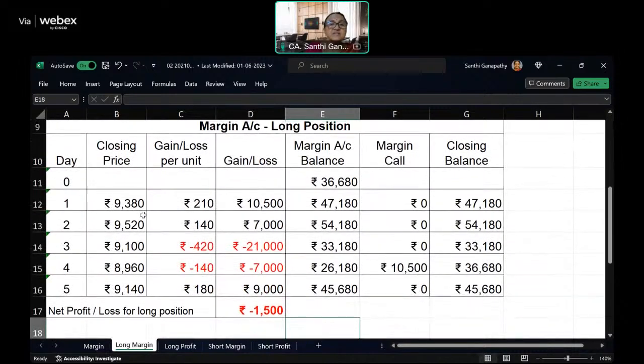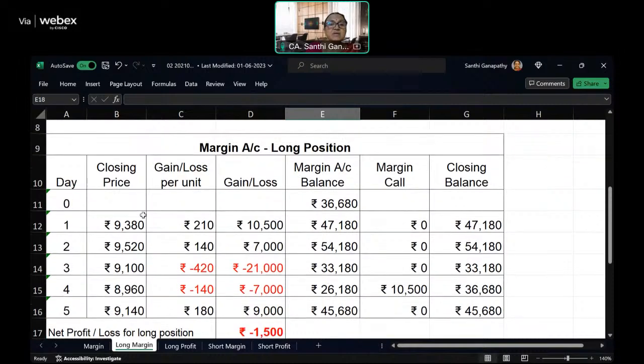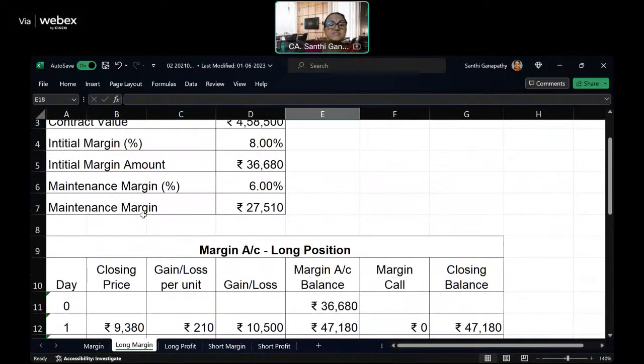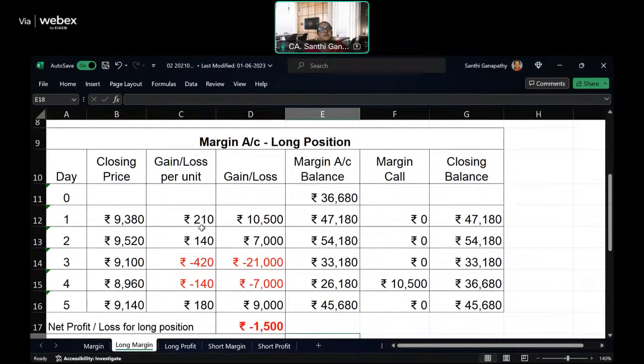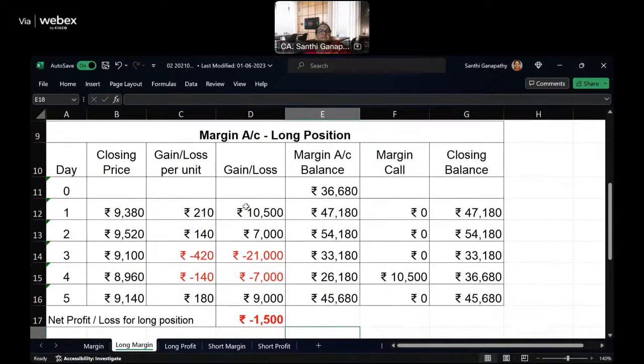What is the price next day? You entered at 9170, you have a long position, price has gone up, you gain. So this is for 1, for 50 how much? So margin account balance, what happens? Then next day again there is a gain, the account goes up further, but the next day there is a loss, and therefore that amount will be debited.